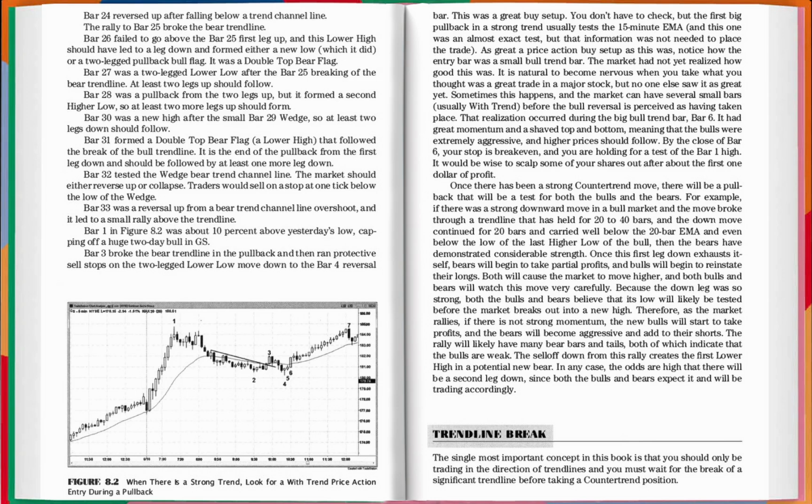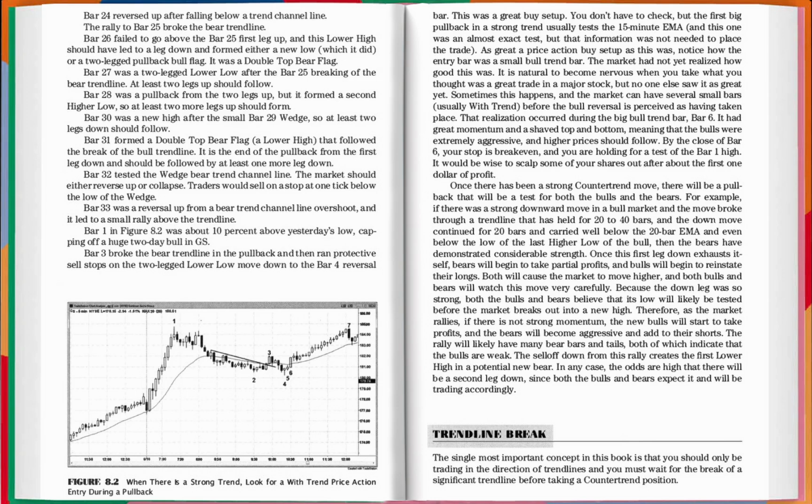Bar 1 in figure 8.2 was about 10% above yesterday's low, capping off a huge two-day bull in GS. Bar 3 broke the bear trend line in the pullback, and then ran protective sell stops on the two-legged lower low, moved down to the bar 4 reversal bar. This was a great buy setup.